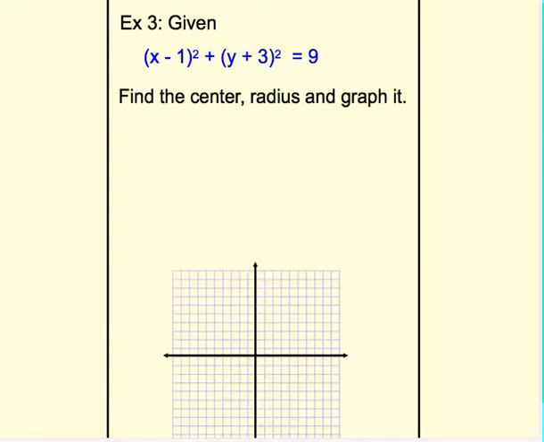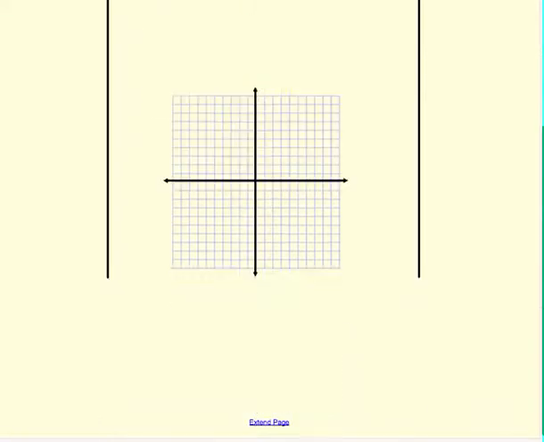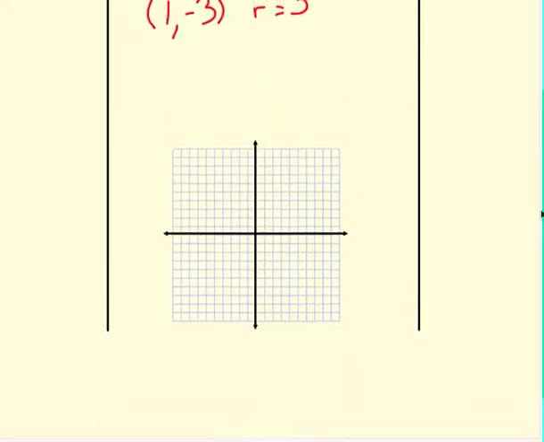All right, next example, we're given the equation of the circle. So to find the center, pulling those numbers out of the asylum, making them opposite, we have (1, -3) for our center. Our radius is the square root of 9, or 3. So graphing, our center was (1, -3), so I'm going to start by plotting that point. And then 3 units up, 3 units down, 3 units to the right, and 3 to the left. And then again, just try and curve your circle as best you can.